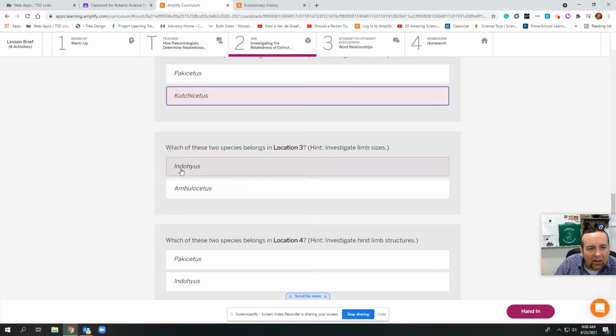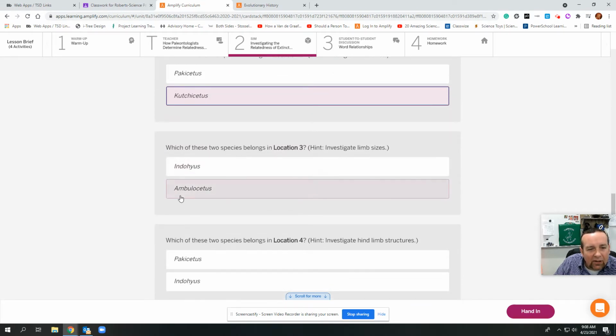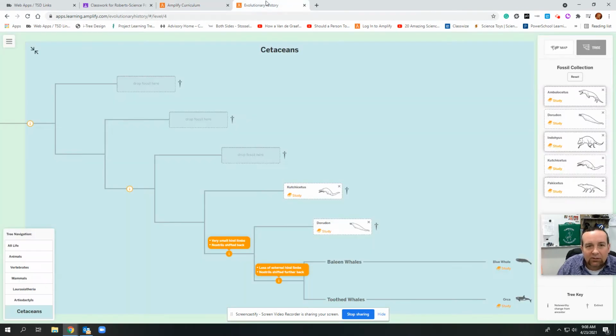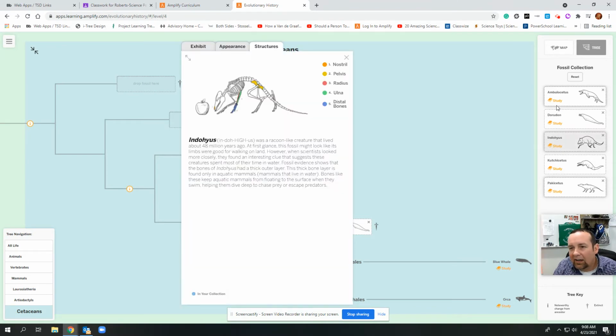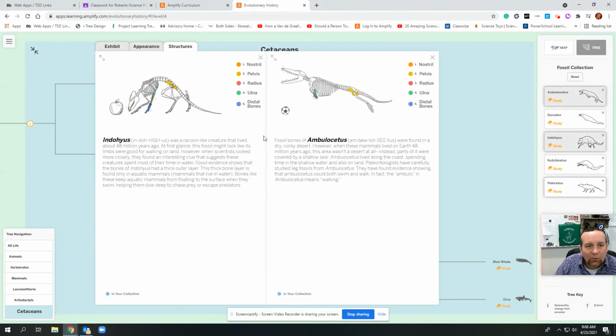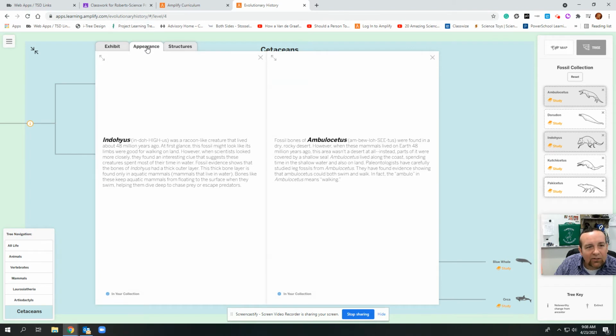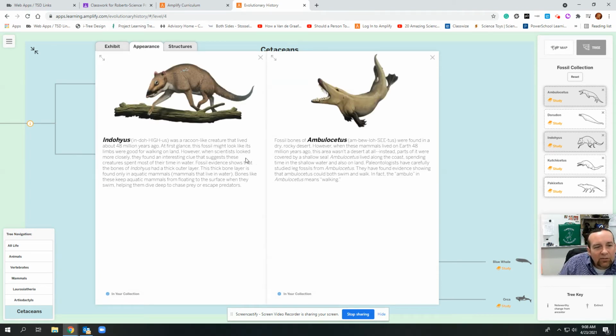Now, Indohyus and Ambulocetus are the next two. So let's study that one, and Ambulocetus. Ooh, some of these are starting to look like our mystery fossil friends. Interesting. So, this is what they both looked like.